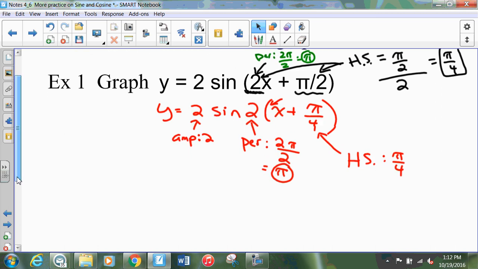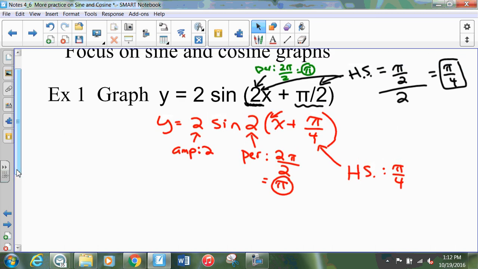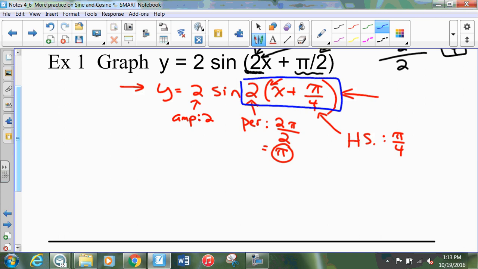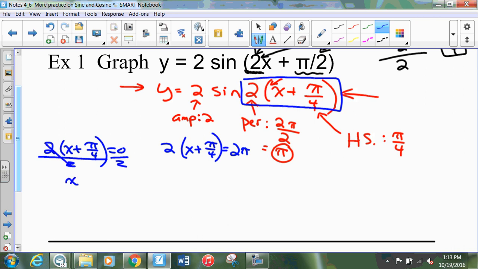And so to continue graphing it, why don't we just for fun look at the factored equation and set that equal to 0. So basically we're looking at this part of it. We are going to set that part equal to 0 to see where our tick marks start. And we're going to also set it equal to 2 pi to see where the tick marks end. To get rid of the 2, we would divide by 2 on both sides. We get x plus pi over 4 equals 0. So x equals negative pi over 4.